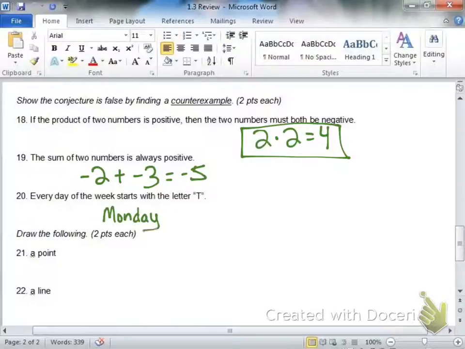Hey, what's another one besides Monday? Wednesday. Saturday. Friday. Sunday. Any day of the week besides which 2 wouldn't work here? Thursday and Tuesday. So as long as you don't put Thursday or Tuesday, you're right. Any day of the week that doesn't start with a T.